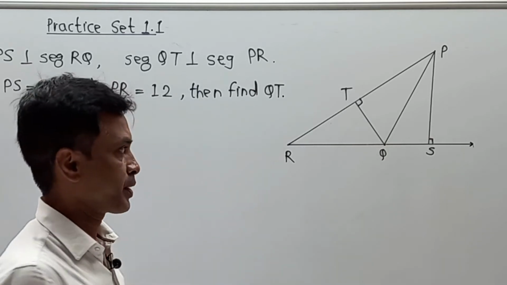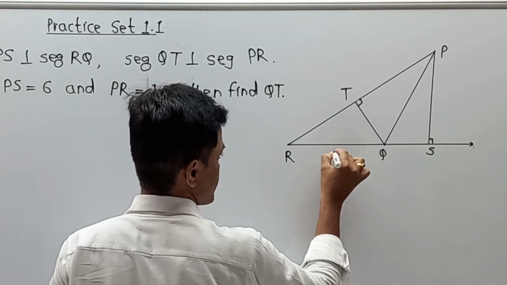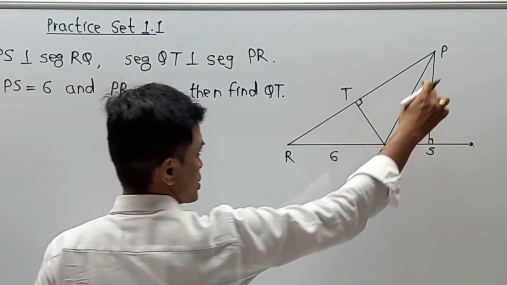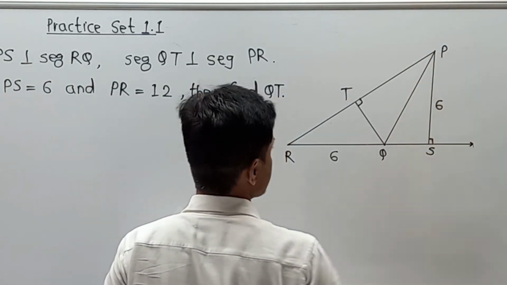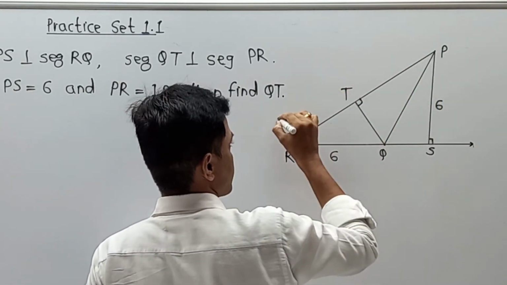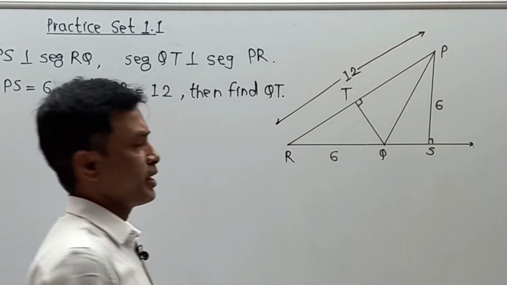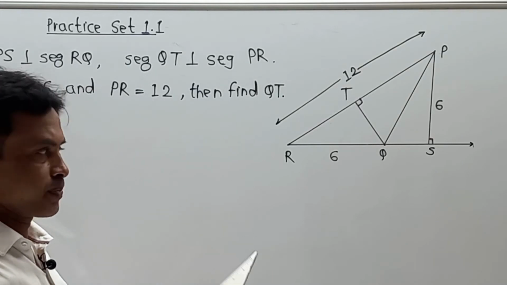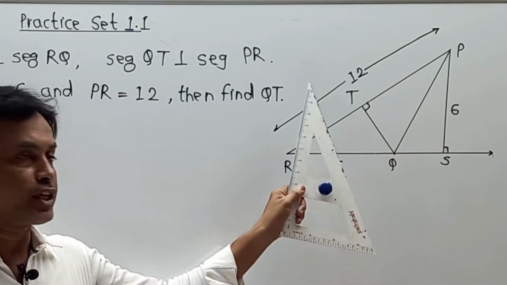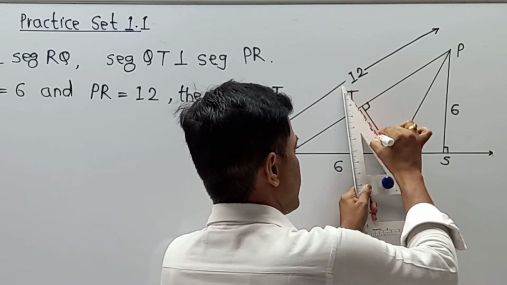Once again try to understand. First, RQ equal to 6 means they have given this value as 6. Second, PS is equal to 6, this value they have also given as 6. PR equal to 12, P to R, this distance they have given as 12. Then find QT, means we are supposed to find QT over here, this distance.